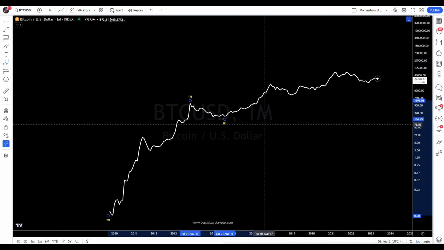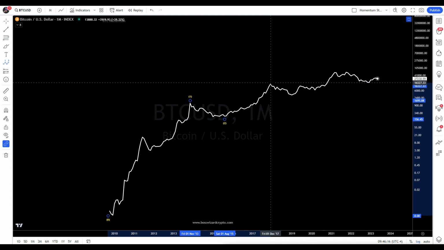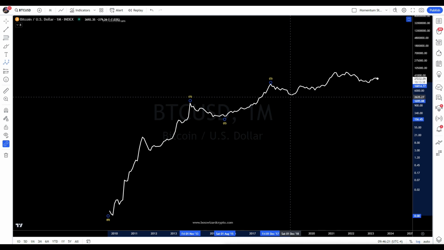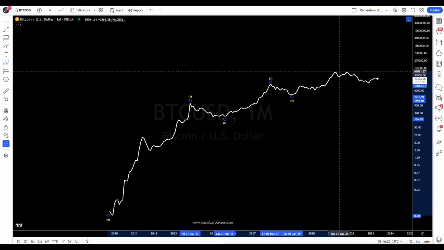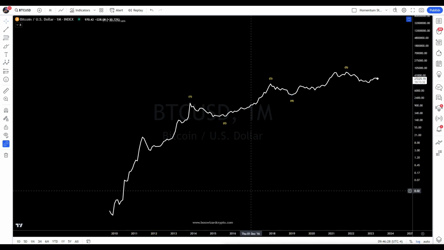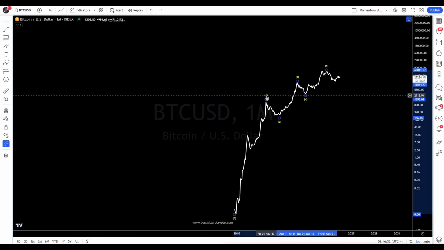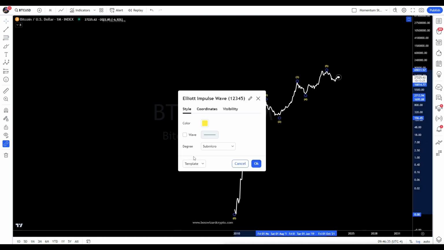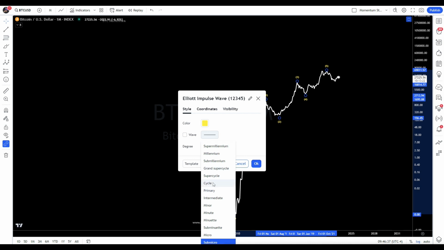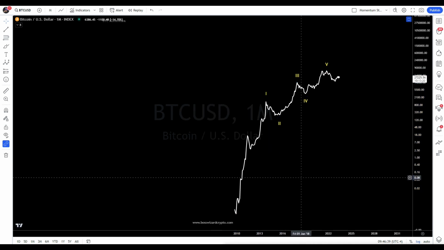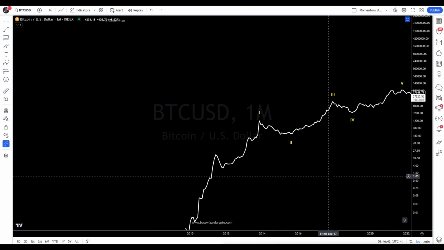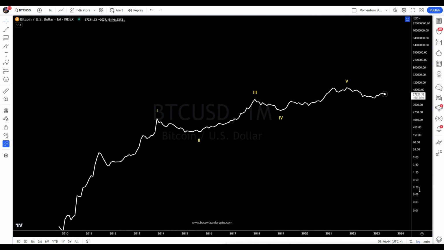But I'm going to say, what if we're just getting a plain old 5-wave move like this? What if? We'll make that cycle. It doesn't matter. We'll just make it cycle. What if?